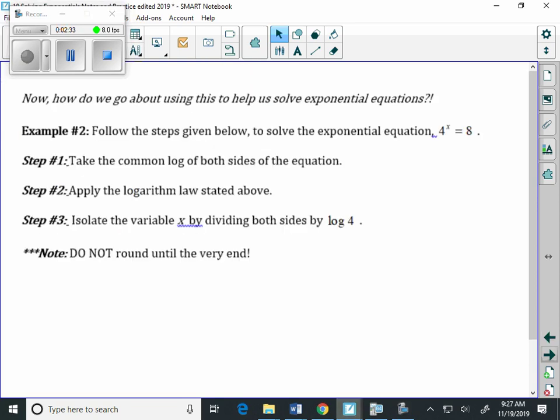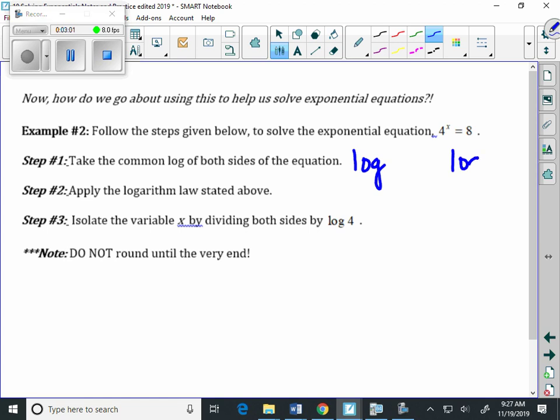So how do we go about using this to help us solve exponential equations? For instance, we're going to solve the equation 4 to the x equals 8. Our first step here is to take the common log of both sides. We can't figure out 4 to what power equals 8, so what we're going to do is put a common log in front of both sides of the equation. We're going to put it in front of the 4 to the x, and we're going to put it in front of the 8.